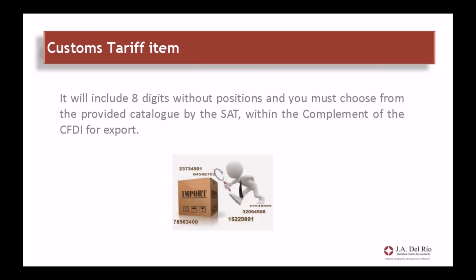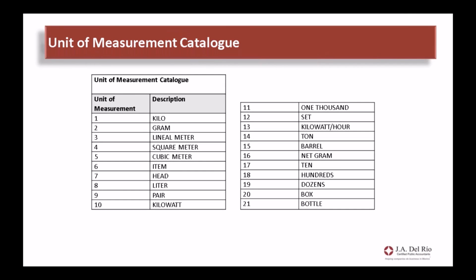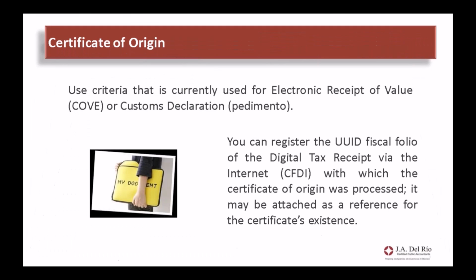As well, some other of the information that you can include is the unit of measurement, which in this slide you can see the most common ones would be kilo, square meters, item, boxes, tons, dozens, bottles, etc. Those could be some other additional information that we can include. In terms of the certificate of origin, we can as well include the number that you have for that certificate of origin of your merchandise. You can as well include it in the new electronic invoice.